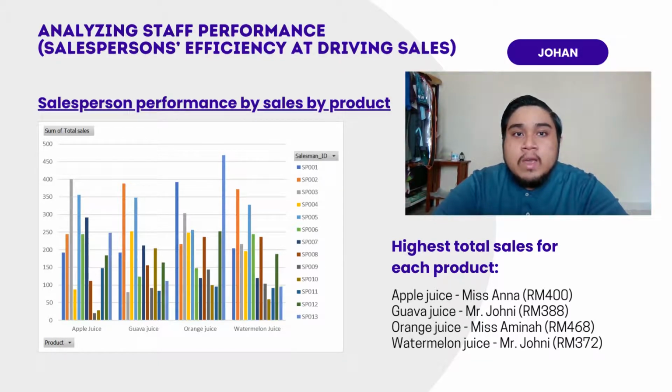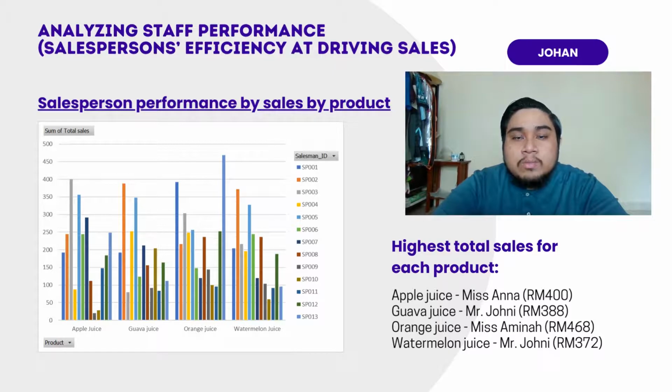Okay, let's proceed with analyzing staff performance. We extracted a pivot chart from the sales transaction worksheet to determine the salesperson performance by product. There are 13 salespersons that we use to analyze which has the highest and the lowest sales for each of the products. Based on this pivot chart, the highest total sales for apple juice is Miss Anna with RM 400 sales.